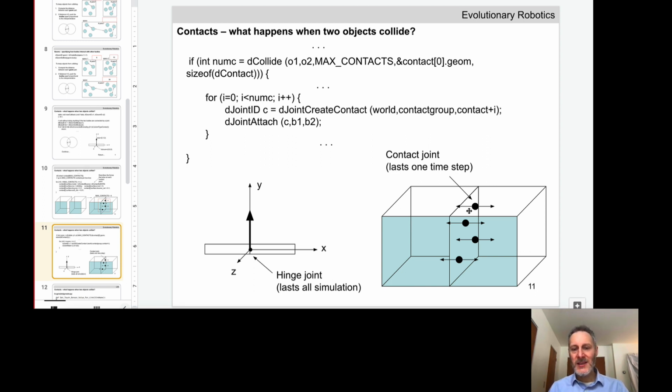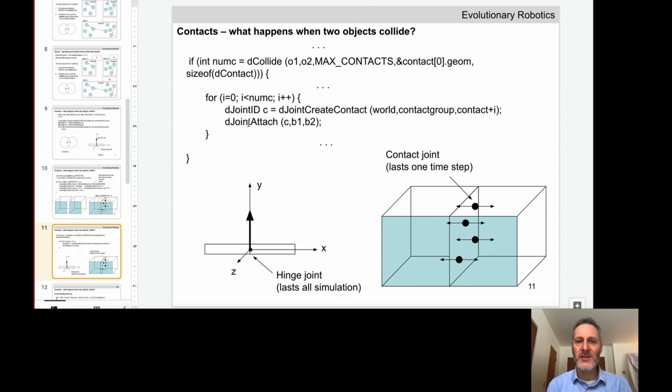In ODE, these particular little contact points here were actually represented as joints. And this can be very confusing the first time that you've seen this. We've been talking about joints as things that connect objects together and allow them to rotate relative to one another. This seems counterintuitive. Why would we connect objects together with joints when the very thing we want those objects to do is be pushed apart?